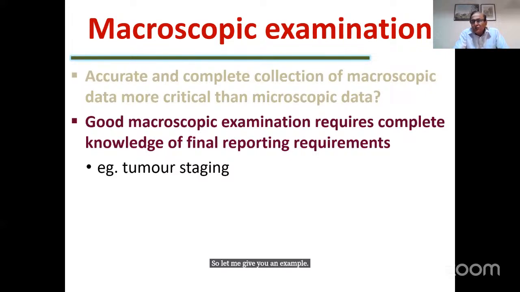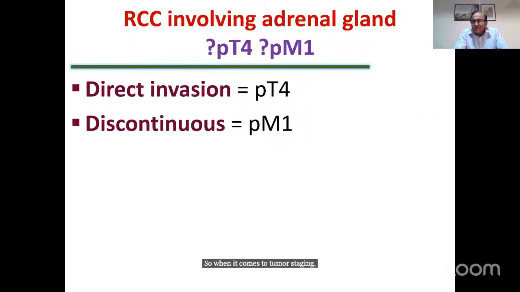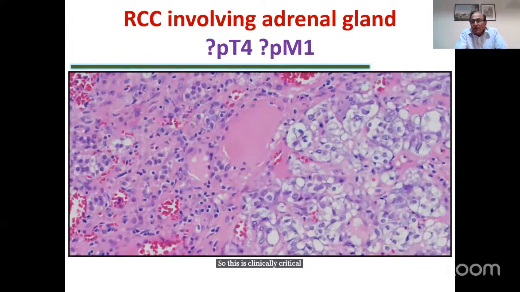When it comes to tumor staging, renal cell carcinoma, if you have renal cell carcinoma in the upper pole directly invading into the adrenal gland, that would be pT4. If it is a discontinuous involvement, it would be considered metastasis, pM1. And this is critical because if it's pM1, the patient would get adjuvant therapy. So this is clinically critical, but you can't do it with microscopy.